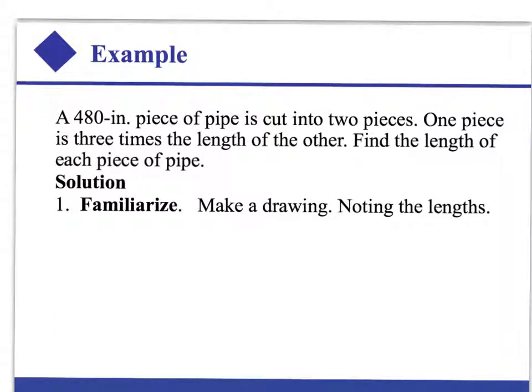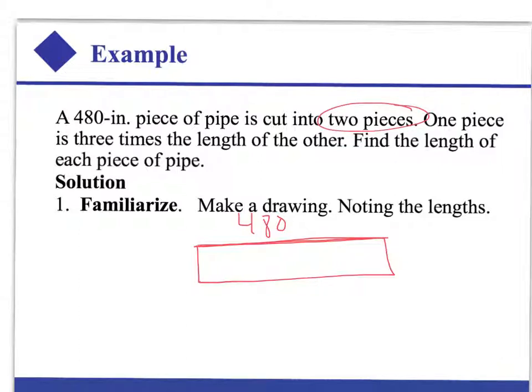A 480-inch piece of pipe is cut into 2 pieces. One piece is 3 times the length of the other. Find the length of each pipe. Now, with the whole total pipe, so if I'm going to make a drawing, the total pipe is 480 inches, this whole length. Now, if it's cut, and notice it says that it's cut in 2 pieces. So somewhere in here I'm going to have a line, and it's not cut equally because it didn't say those words. So one is 3 times some unknown length, and then the other one is that unknown length.